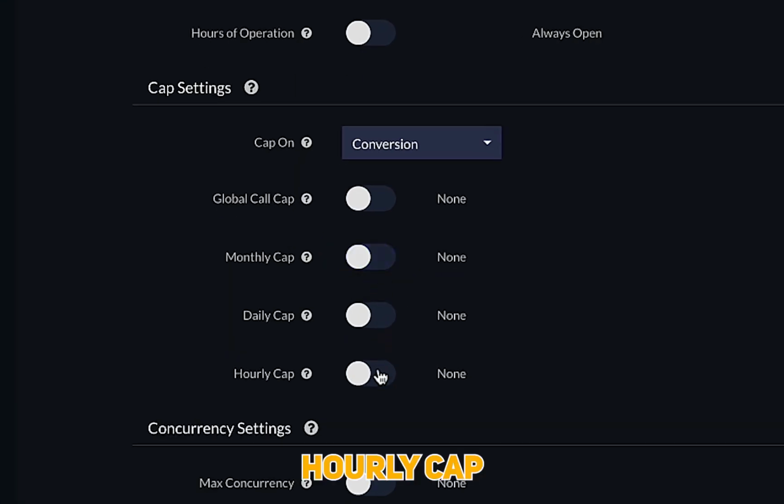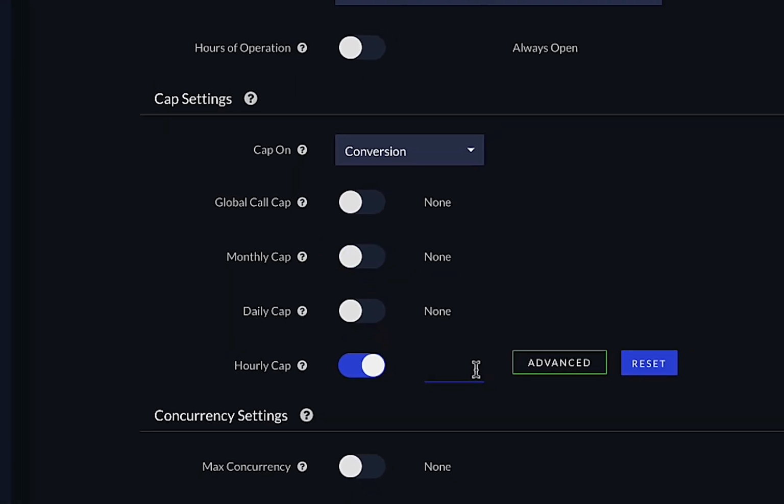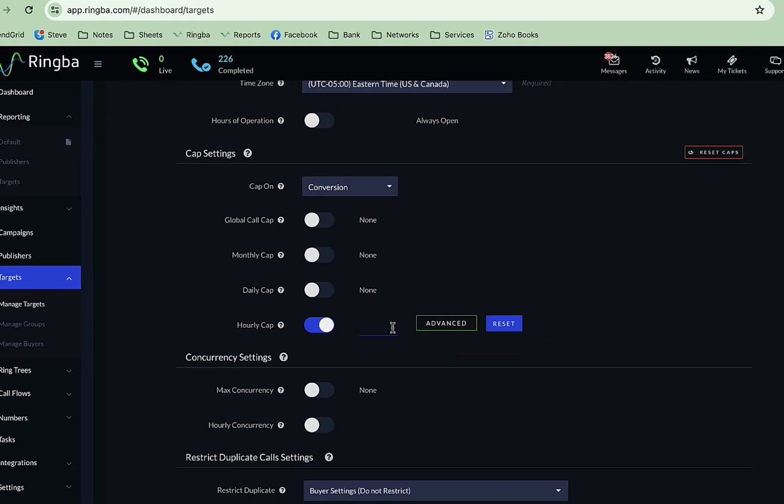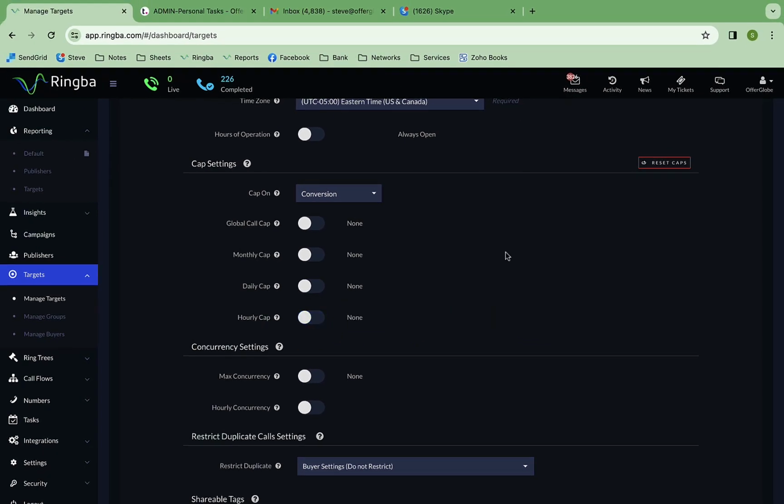If we set up an hourly cap, this means a client will not get more than X number of converted calls in a given hour. But in some cases, the criteria is different.